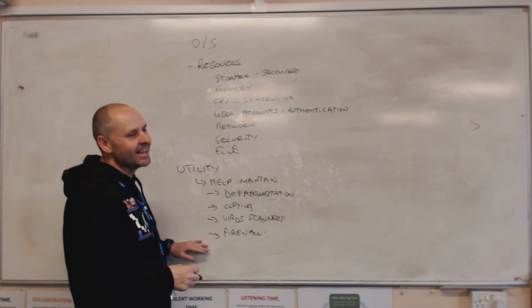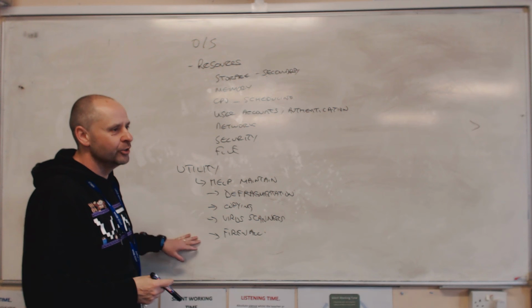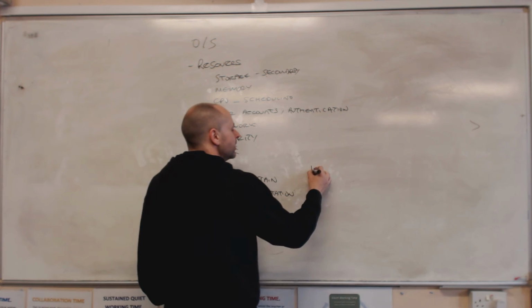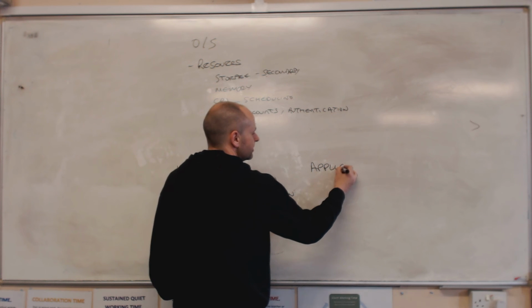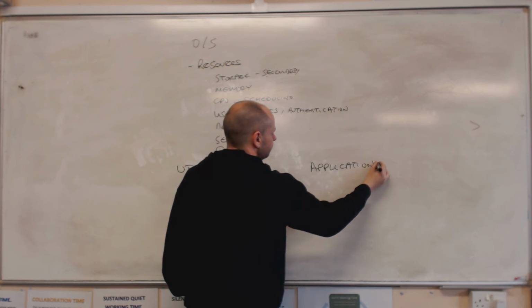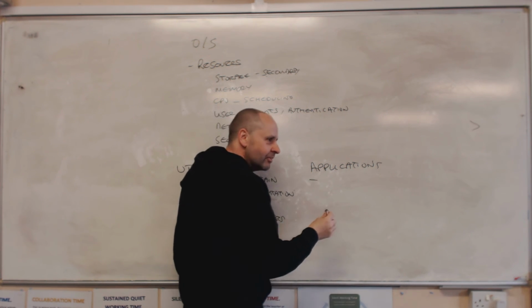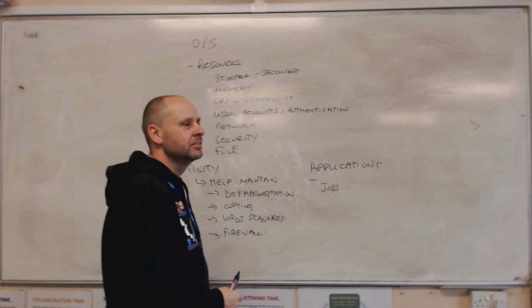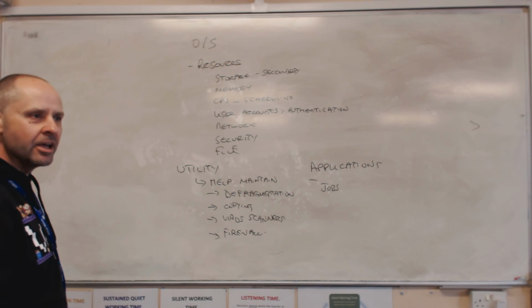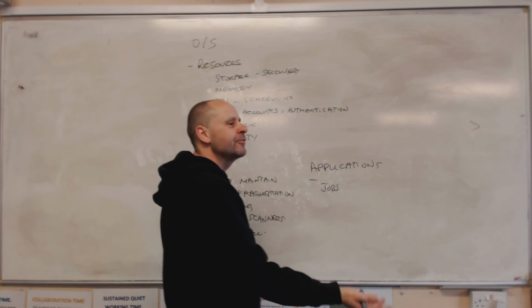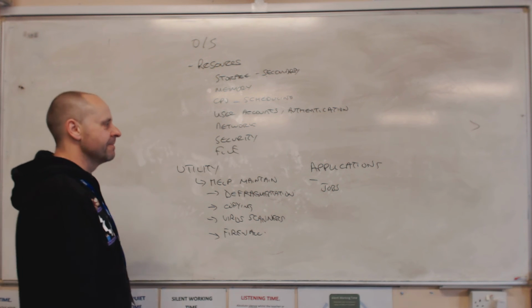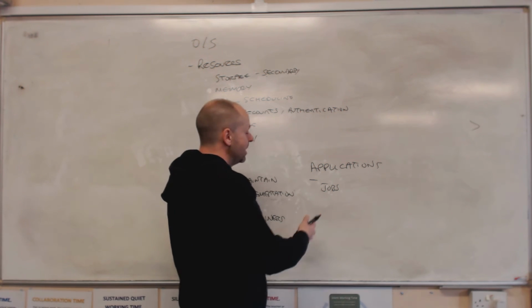Okay? Utilities are there. They're the programs we don't want to use, but they help us maintain the computer. The stuff we want to use are our applications. That's the programs we want to run, the jobs we want to do. Word processing, spreadsheets, databases, presentation software, graphics manipulation software. Okay? Web browsers. They're the applications we want to use. Media players.